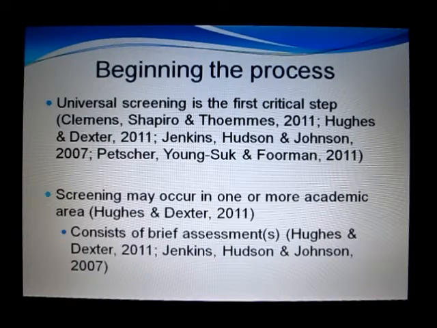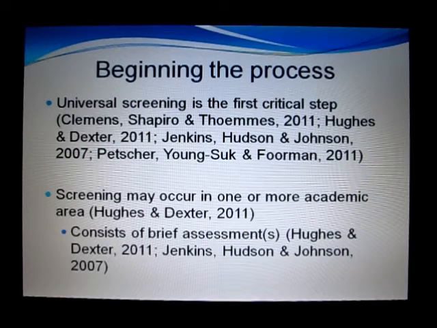So this is beginning the process, and the first point here says that universal screening is the first critical step, but many people would argue that the first critical step would be to ensure that students are receiving high quality initial instruction and have reasonable interventions in their classroom already. That really is the basis. After you're sure that you have that high quality instruction, that all your kids have had time to receive that instruction, you would move on to really the first critical step, which is universal screening.